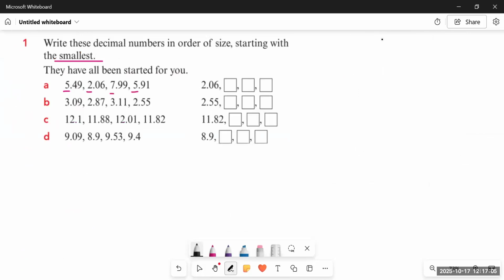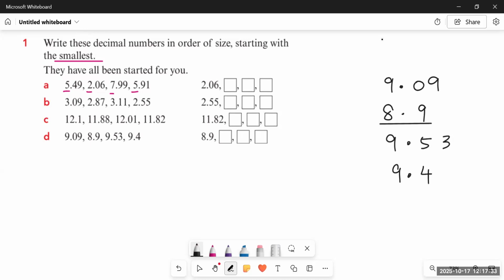Now in the last one we have 9.09, 8.9, 9.53, and 9.4. So three of the numbers have 9 as the whole part. So this one would become the smallest, not because it has 2 digits, but because the first digit of this number is 8, which is smaller than 9, and all the 3 numbers have first digit 9.